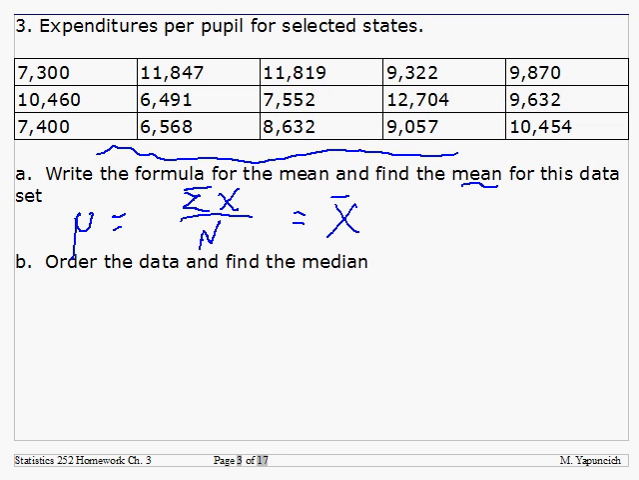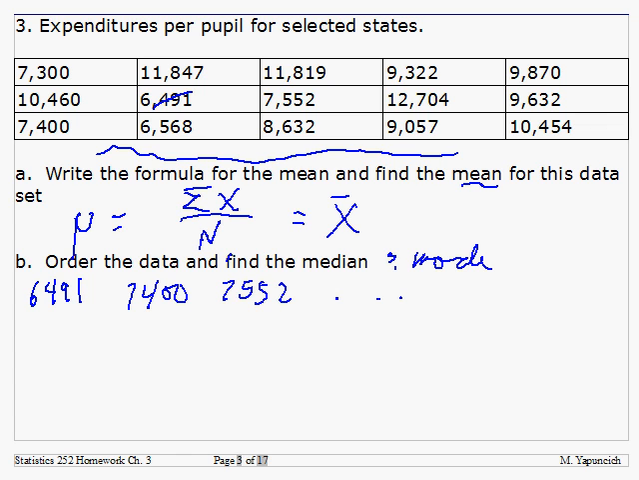The median and the mode are found in a different way. I'll write mode here instead of going to the next page. What you do is you take the data and you line it up from greatest to least or least to greatest. It doesn't matter. So you look for the smallest number, you write that here. So I've got 6,491. Then you go up and find the next one, which looks like 7,400, 7,552, and you keep going all the way up.